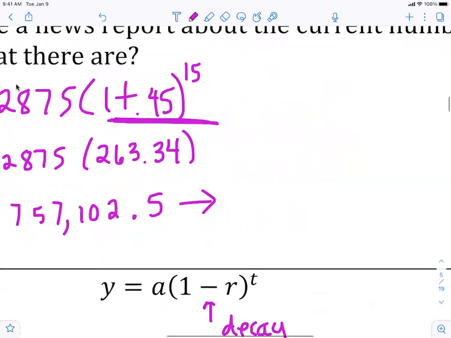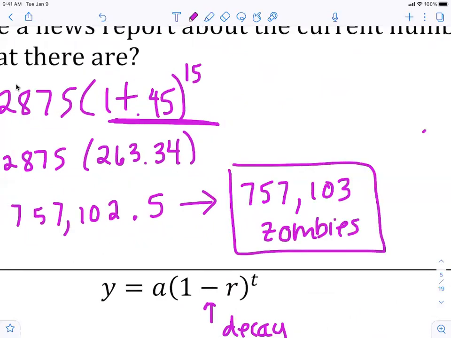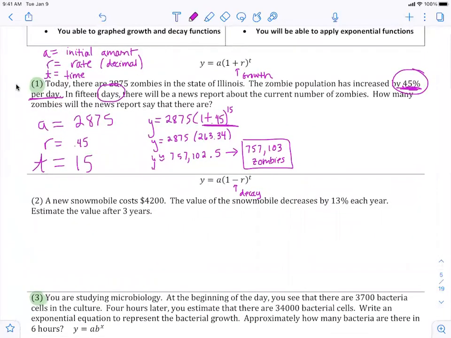Our final answers are always going to have units, but you can't have 0.5 of a zombie. So 757,000 and approximately 103 zombies, which is pretty terrifying if you ask me. That's like a Walking Dead scenario, but that would be your amount.